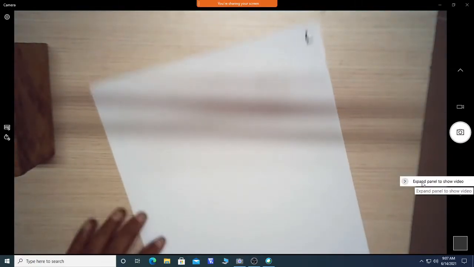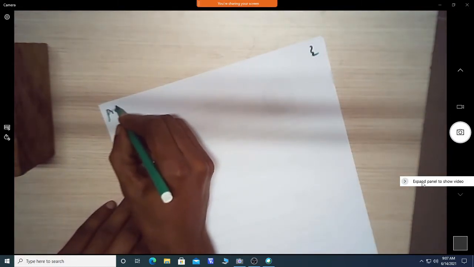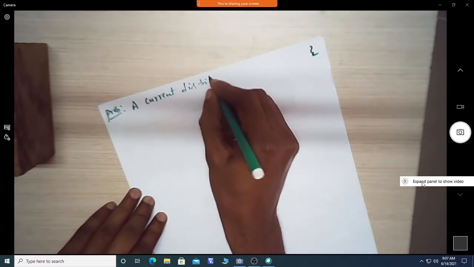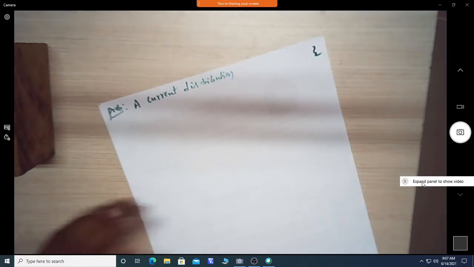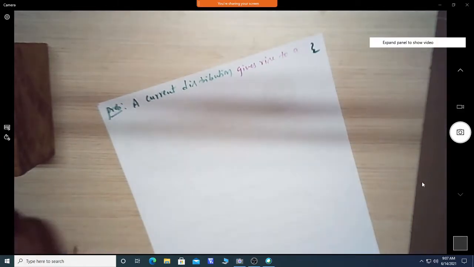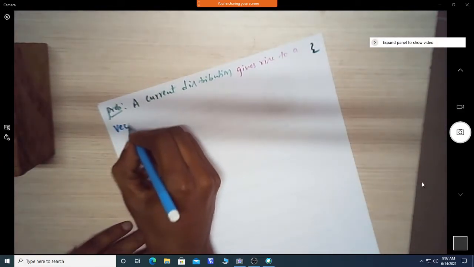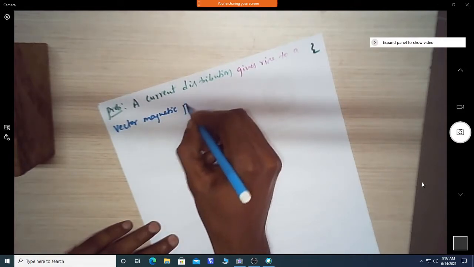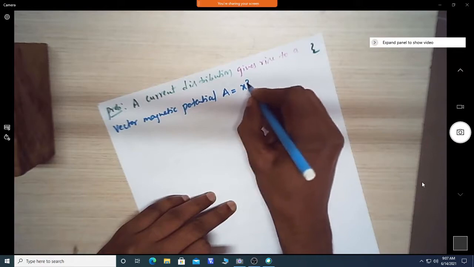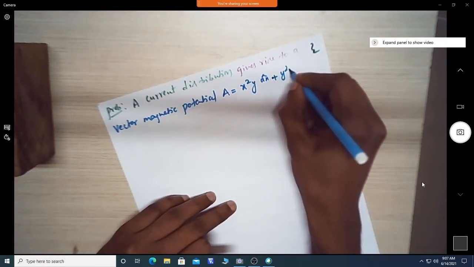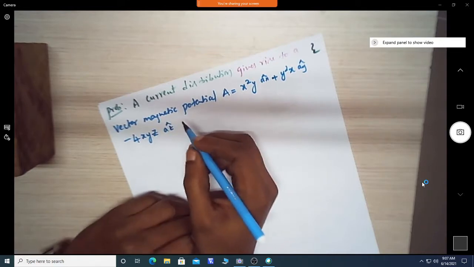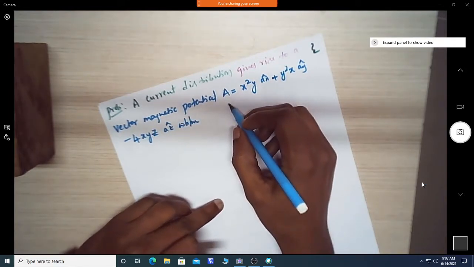Okay, so take this problem. A current distribution gives rise to a vector magnetic potential A, which is equal to x square y in the ax direction plus y square x in the ay direction minus 4xyz in the az direction, Weber per meter. So this is the vector magnetic potential which is given.